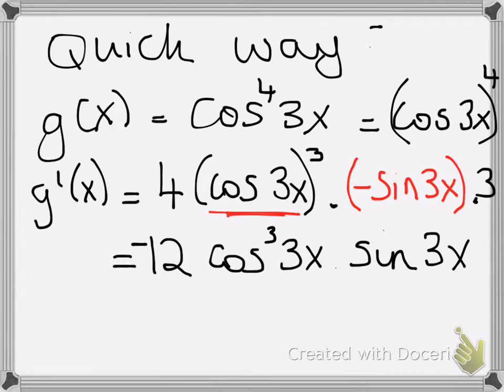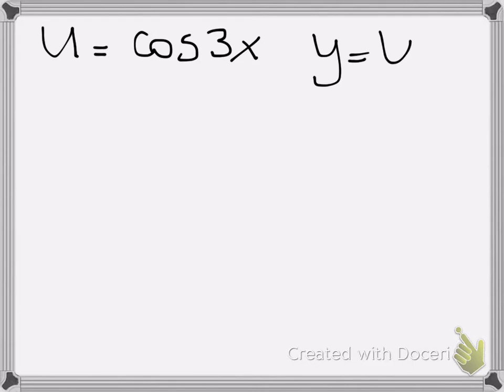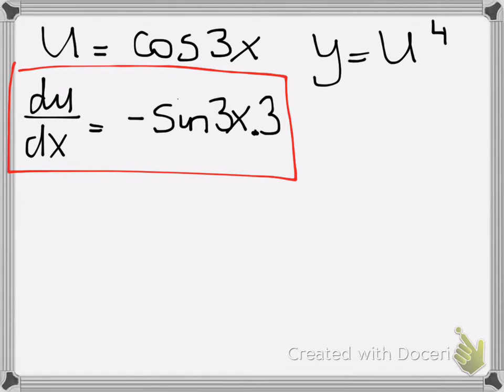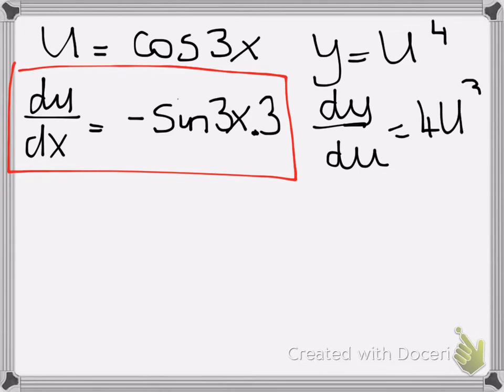Again, if you want to use the chain rule for that, we're going to let u equal cos 3x, and therefore y will equal u to the power of 4 because it was cos 3x to the power of 4. du/dx is going to be minus sine 3x, and then remember you have to differentiate the angle as well, so that's multiplied by 3. We can put that in a box. You can bring the 3 in front as well, obviously. Then let's get the derivative of y with respect to u, and you get 4 times u to the power of 3. Okay, so we now have du/dx and dy/du.